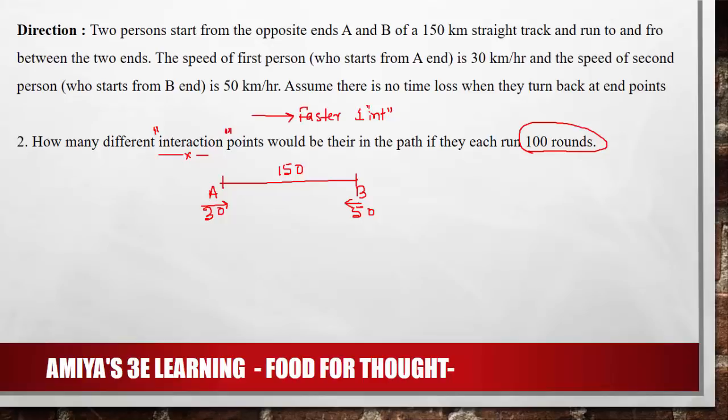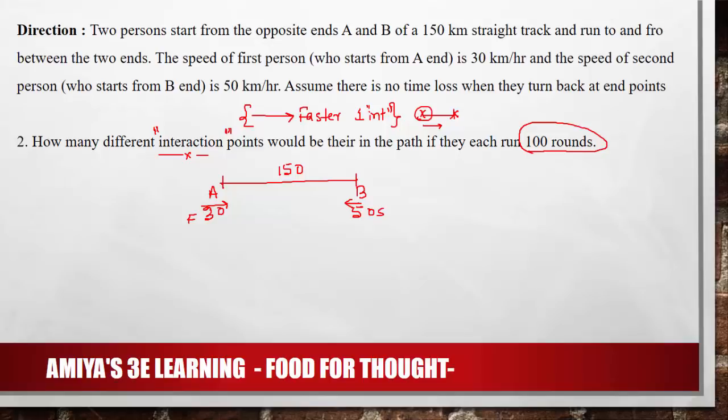This is the condition unless they interact at the extreme ends. If they interact at an extreme end, there is no interaction in the next round. So what we have to find is how many rounds the faster would move to complete one process. What do we mean by completing one process? It means the first person starting from A should reach A, and the second person starting from B should reach B.